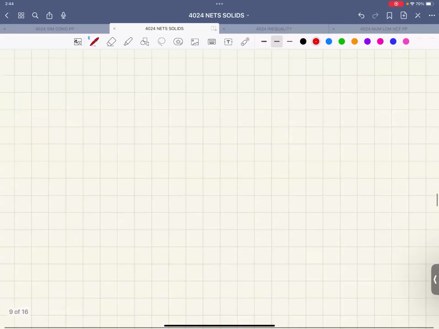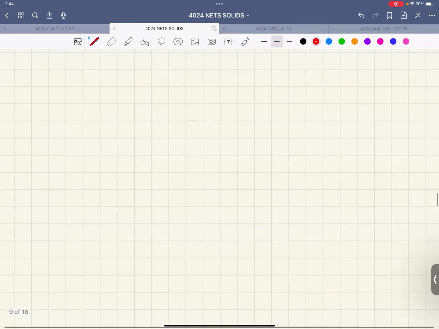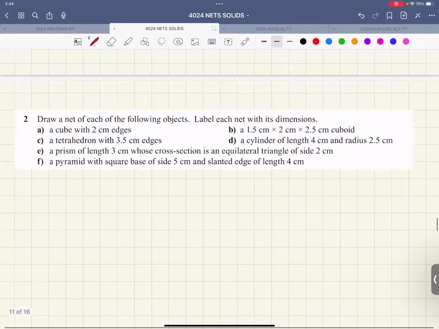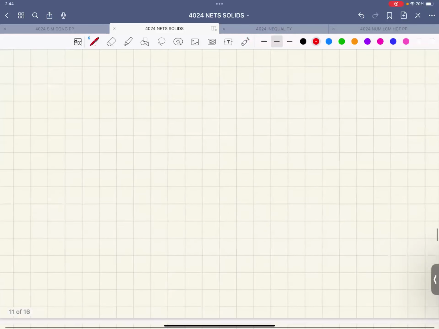And then there is this exercise. There are answers to this exercise. Similarly, the next one is about drawing it.